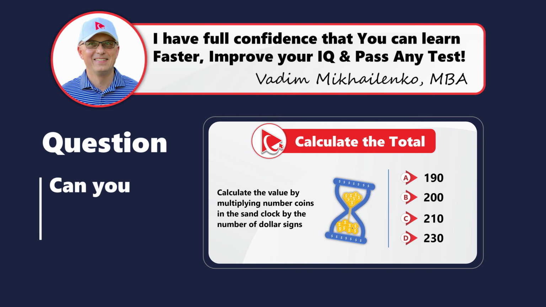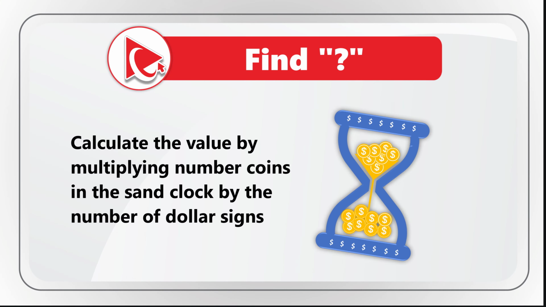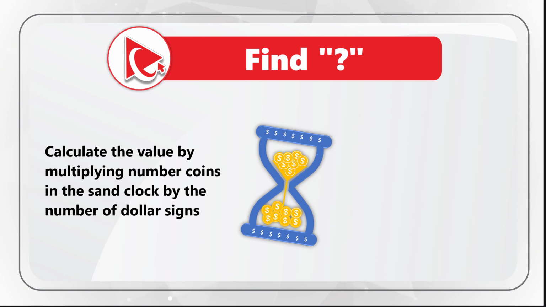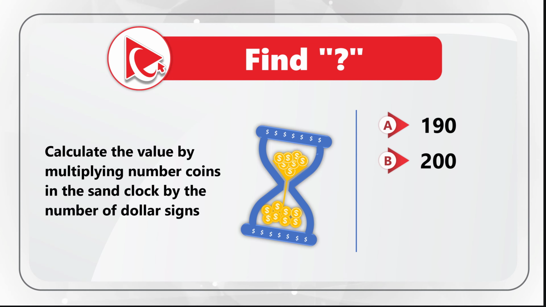Here's the problem for you to test your business math skills as well as attention to details. You need to calculate the value by multiplying the number of coins in the cent clock by the number of dollar signs. You need to select out of 4 possible choices. Choice A, 190. Choice B, 200. Choice C, 210. And last but not least, choice D, 230.